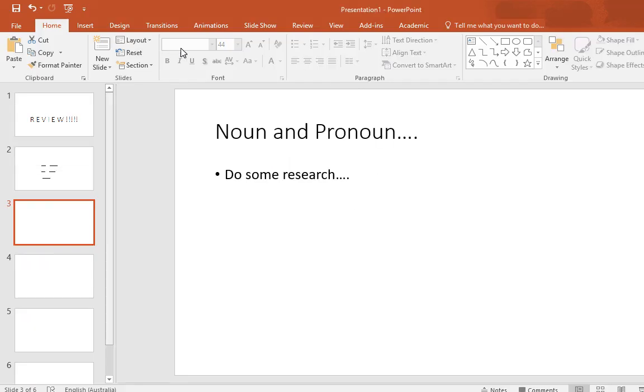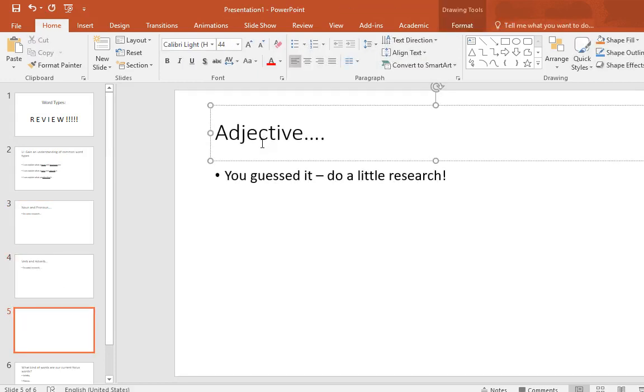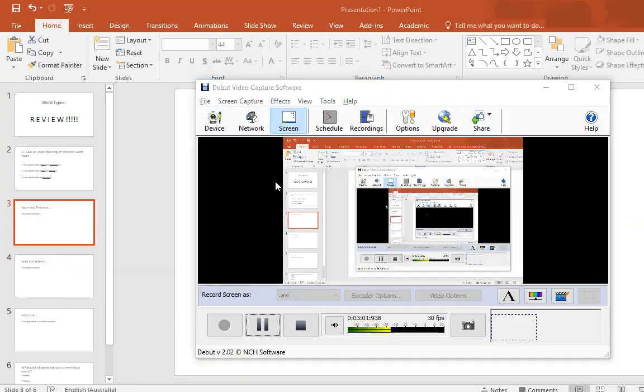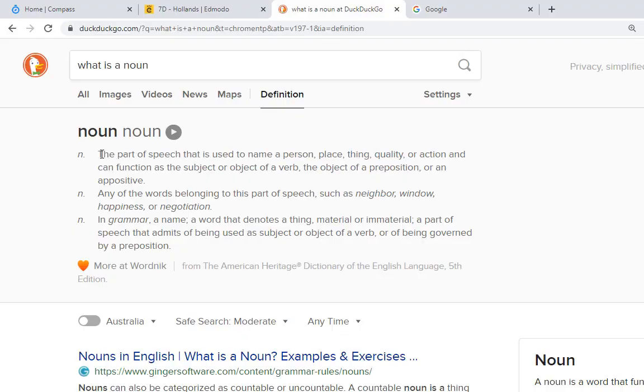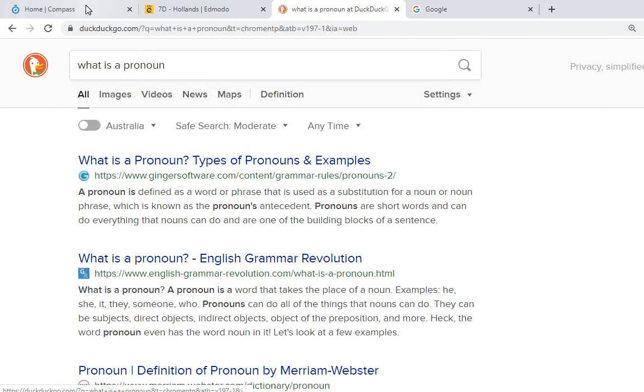So in your book, you need to define noun, pronoun, verb, adverb, and adjective. So right now, if I was writing this in my book, I would put in that part there and I would know exactly what a noun is. Okay, now pronoun is related. So let's have a look.